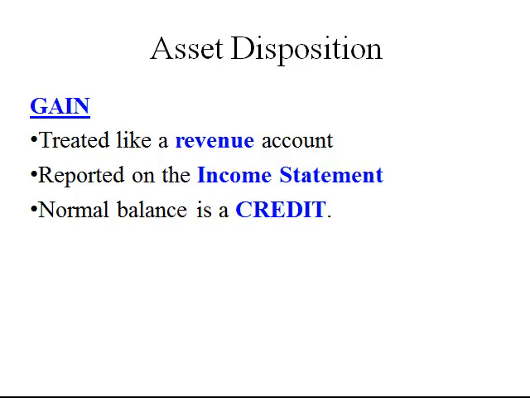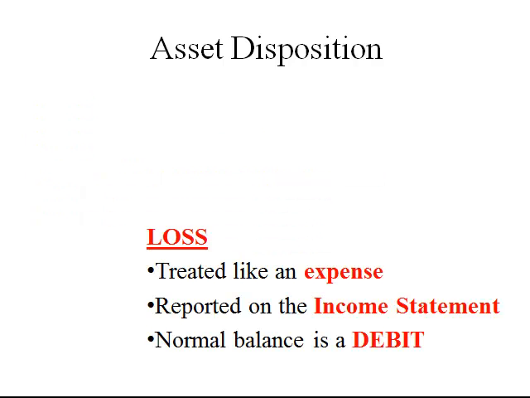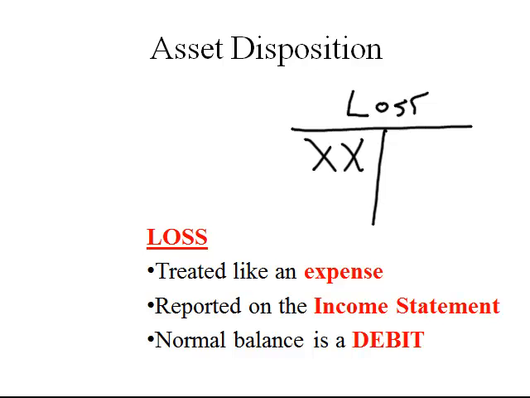To clarify, a gain is treated like a revenue account. It is reported on the income statement and its normal balance is a credit. In contrast, a loss is treated like an expense. It too goes on the income statement, but its normal balance is a debit. It is a reduction to our equity.